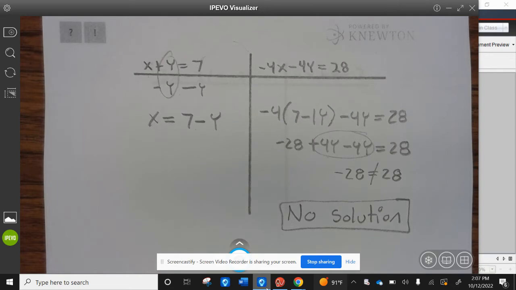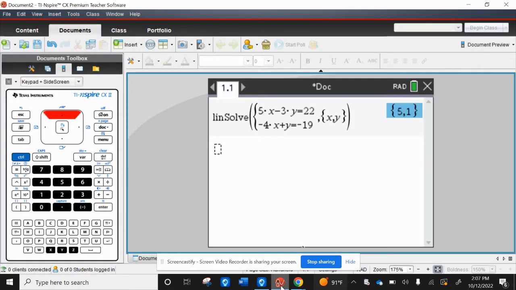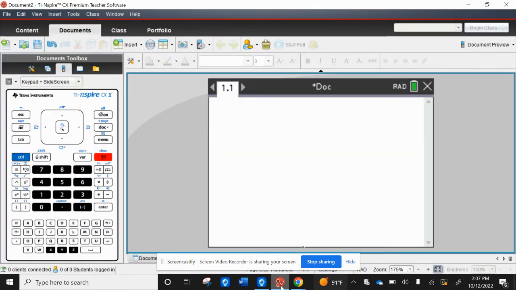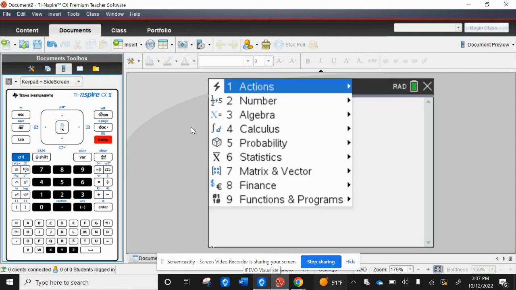All right, let's use our calculator to check our work. All right, so we're going to go to Menu.